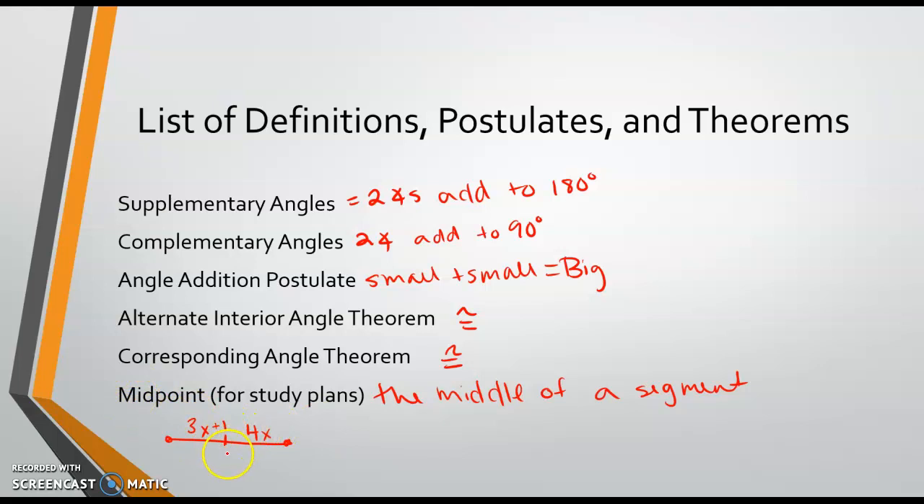All right. If I am given that m is the midpoint, then 3x plus 1 equals 4x. And then we would solve. So I'd subtract the 3x from both sides. So I have 1 equals x. So x equals 1. And I could solve. But that's what a midpoint is. It's just that it's the middle, so then on either side, they are equal.